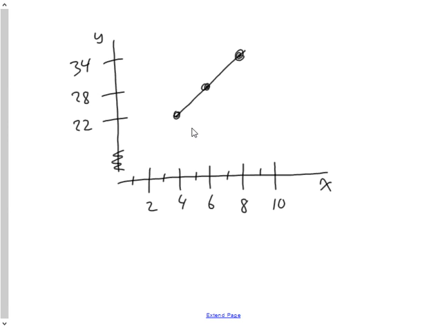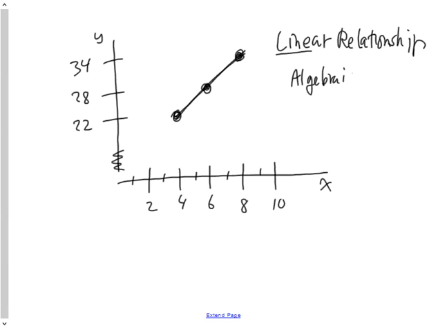And the first thing we want to do is, if we look at this graph here, these 3 points form a line. And therefore, we can say they have a linear relationship. Okay? When we think of the word linear, it has the word line in it. So when those 3 points form a line, they have a linear relationship, which also means there's an algebraic equation that represents the relationship between x and y, or y and x, whatever you want to say.